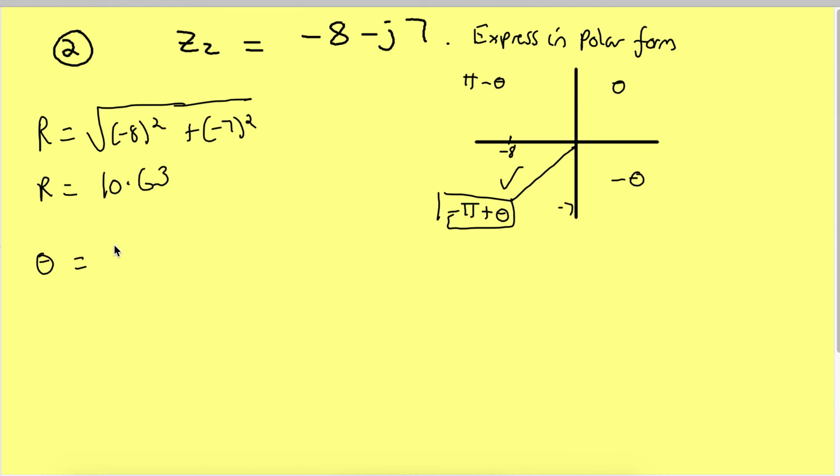Theta equals the inverse tan of y over x. So that's negative 7 over negative 8. But remember, negative signs don't come into this at any point. We just treat it as positive because we know that the negative gets dealt with in our quadrant diagram. So the inverse tan of 7 over 8 gives me 0.72 radians.